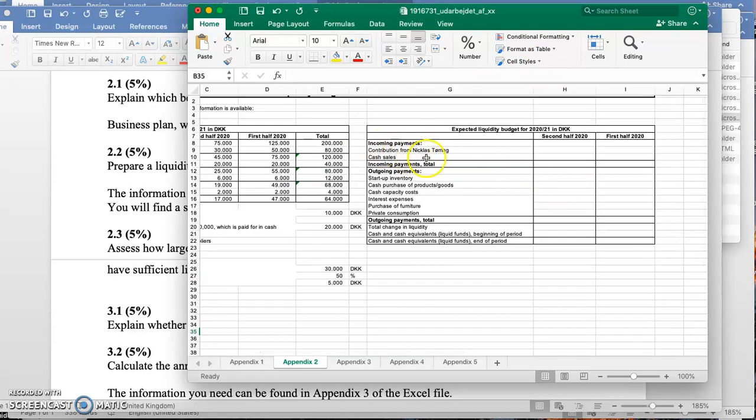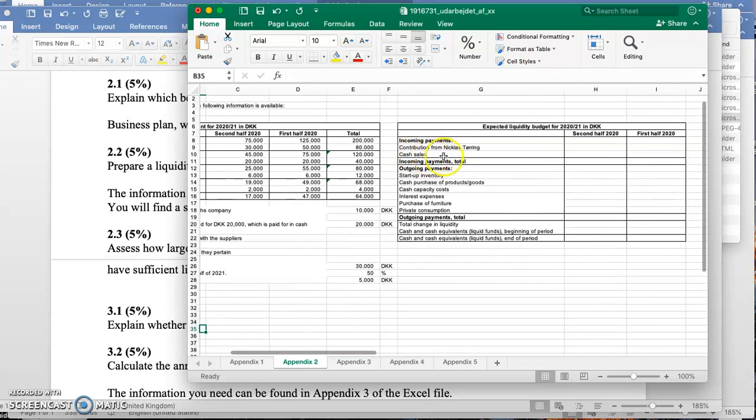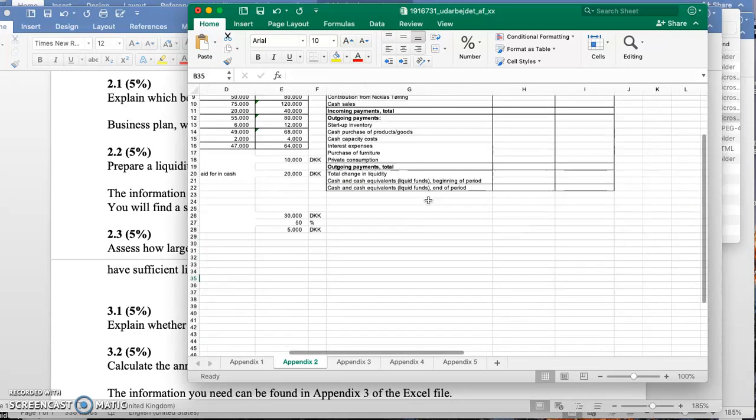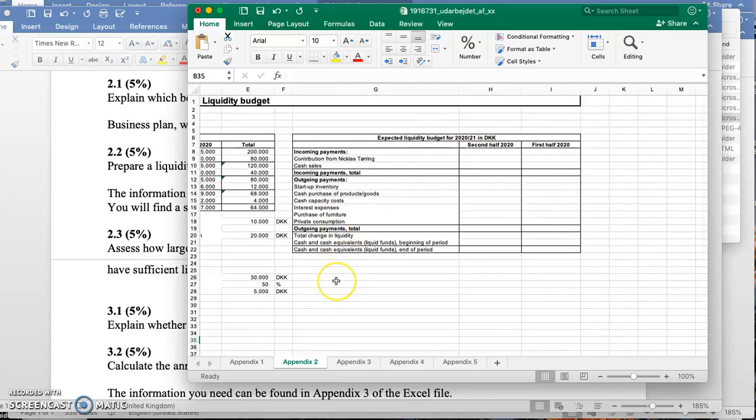So if we take contribution from Niklas, cash sales, income and payments total, then we have outgoing payments, startup inventory, cash. All of this information can be found in this sheet, but it's up to you guys to read the information that you get, and then use it in order to get it into this one.